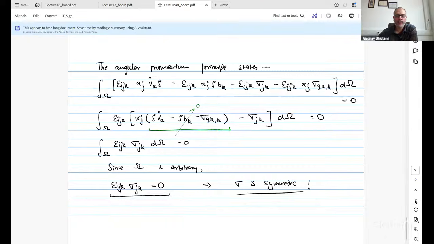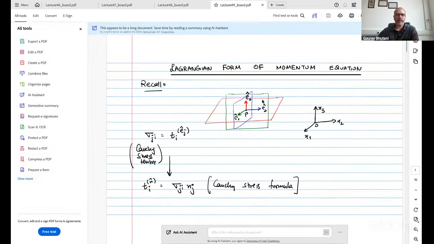So this is exactly what we had gotten earlier, but we have shown this for a general situation of accelerating material as well. The material may not be in equilibrium, even then sigma is symmetric. So I move on to the next lecture. This was the Eulerian form.